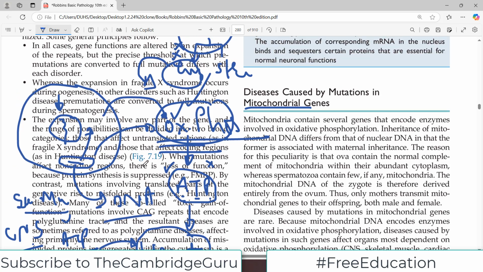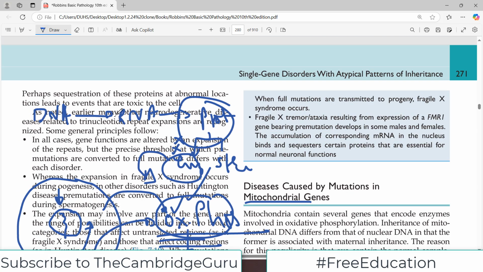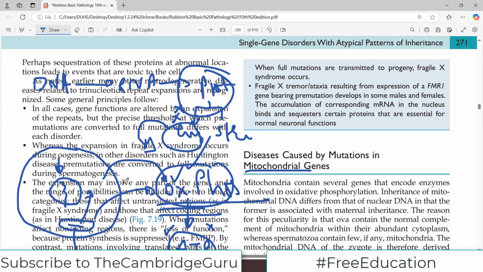Okay, one more concept I should tell you, and then we'll start reading. Mitochondrial mutations, mitochondrial aberrations are almost always transferred by mother. Now there is a nice story to this.